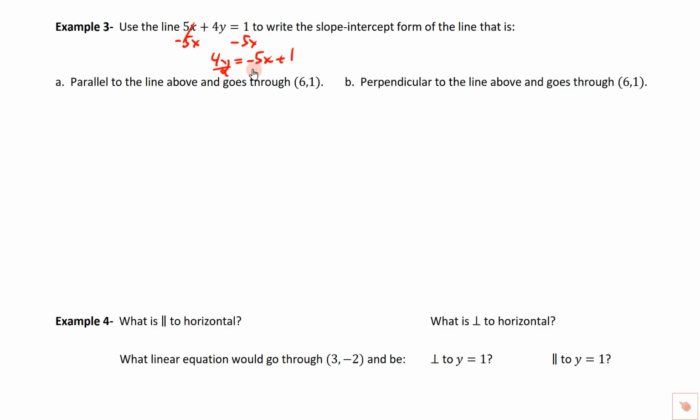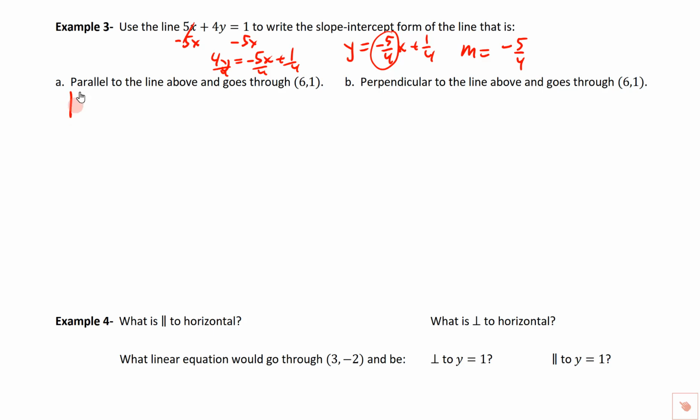Again, don't really care about the 1. What we're really trying to do is get that y by itself. So we've got negative 5/4 x. That happens to be 1/4, but what we really care about is this right here. So the slope on this line is negative 5/4. That gives us a huge amount of information.